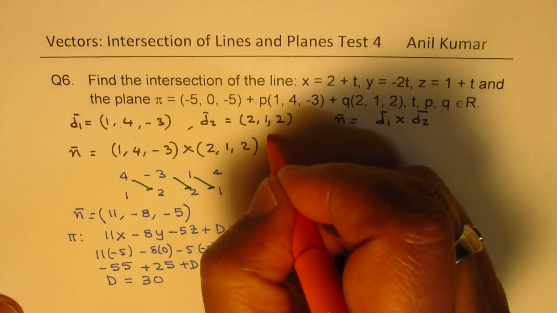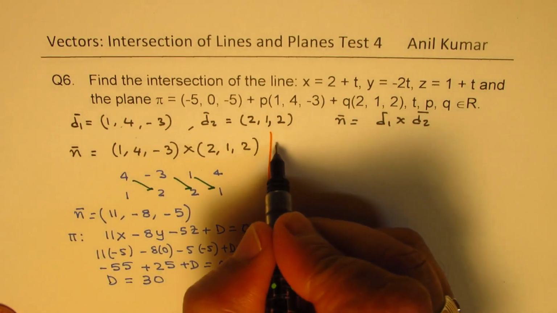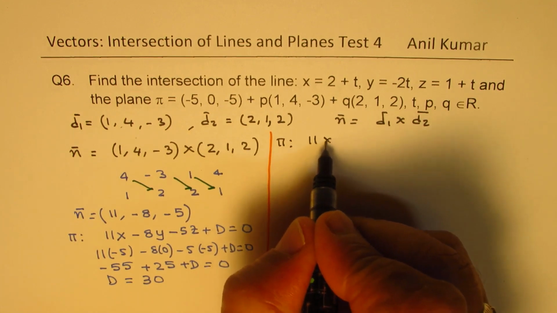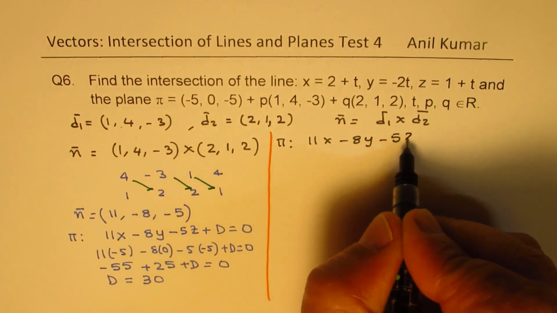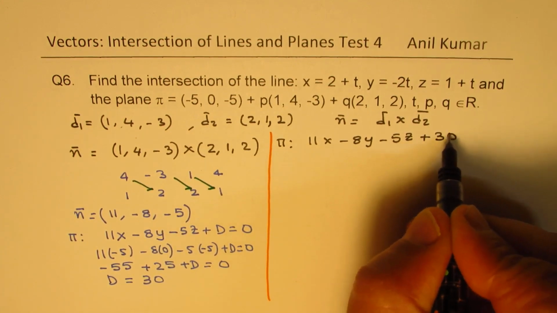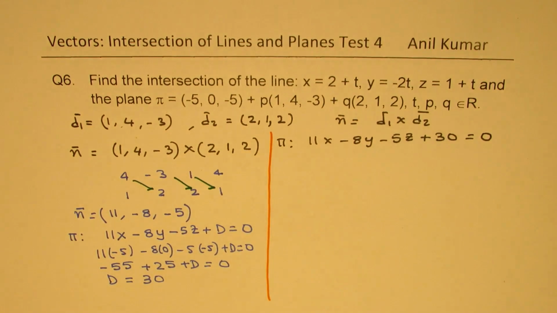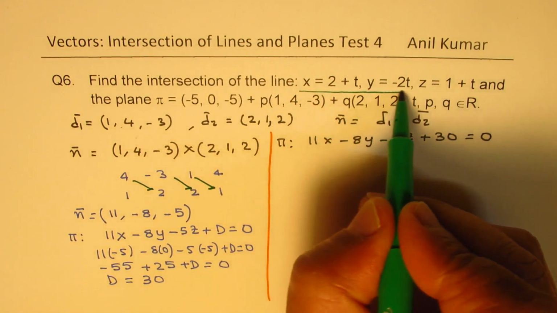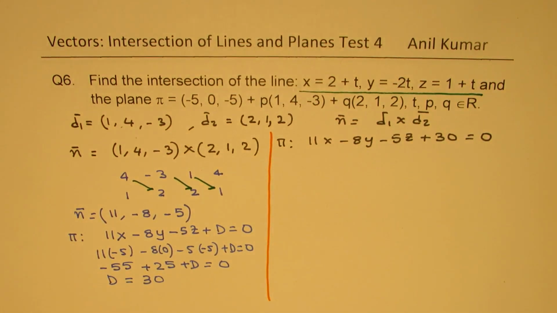So now we have the equation of the plane in Cartesian form, which is, let me rewrite here, 11x minus 8y minus 5z plus 30 equals 0. And we also know the parametric equation of the line, which is given here. We can find the parameter t by substituting the values of x.